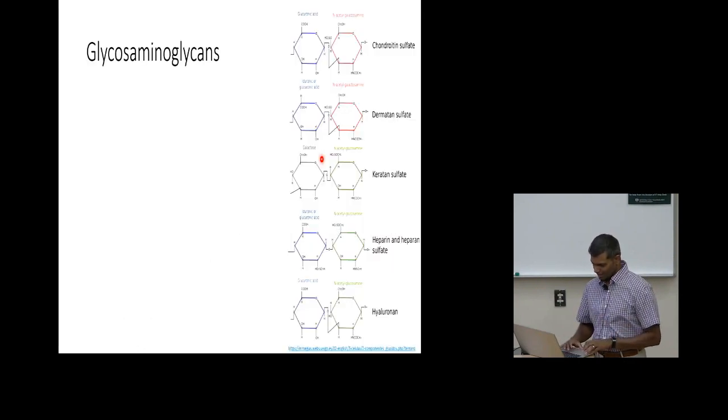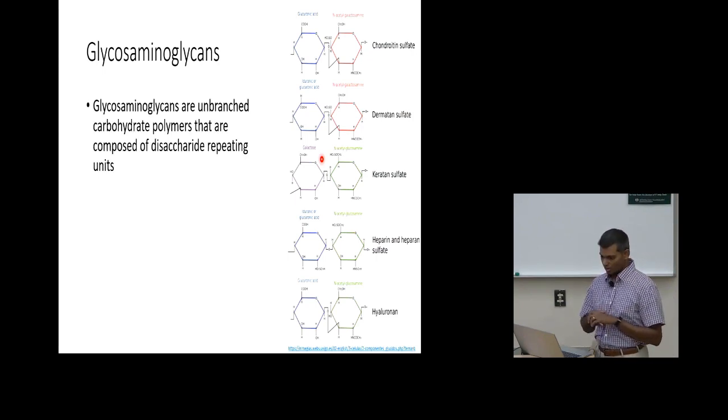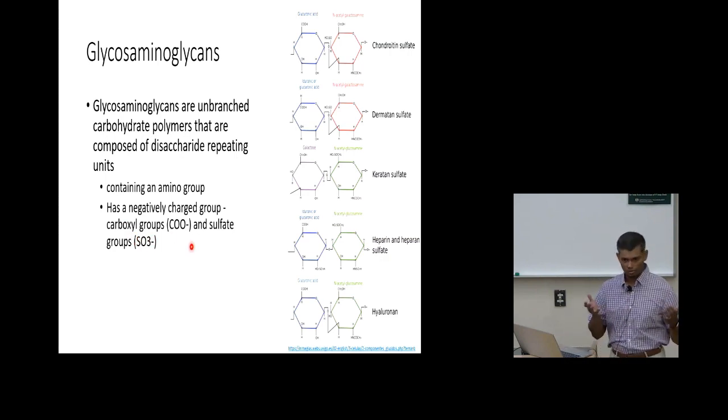So with that, let's look at the structure of the glycosaminoglycans. So these are polysaccharides which are unbranched, but they have these repeating disaccharide units. And there are two things I want you to take away when you think about these disaccharides. The first one is that they have an amino group, which makes sense, that's why it is glycosaminoglycans. And the second is that they have charged groups on them. So it could be either negatively charged carboxylic groups or sulfate groups.